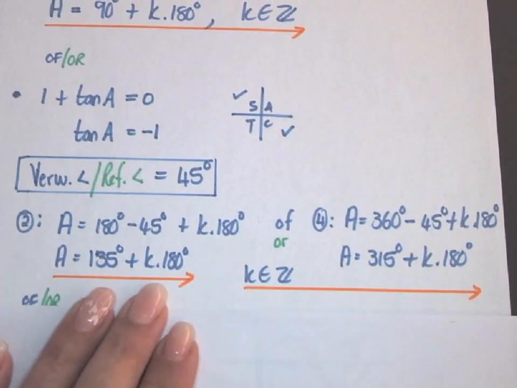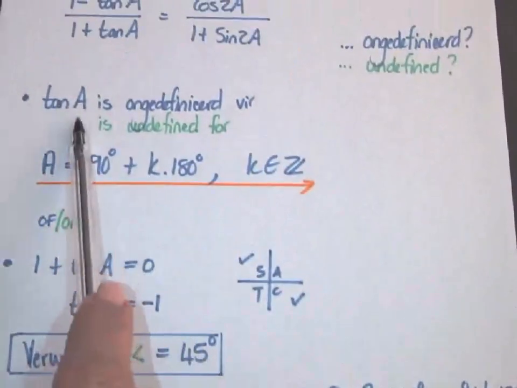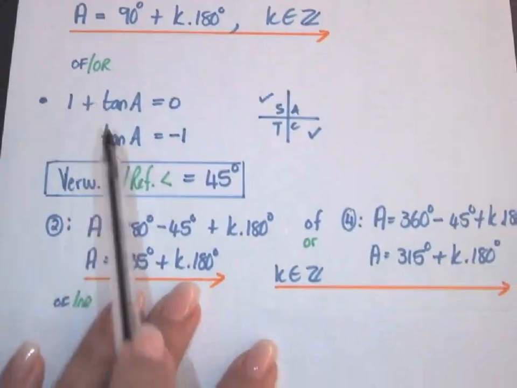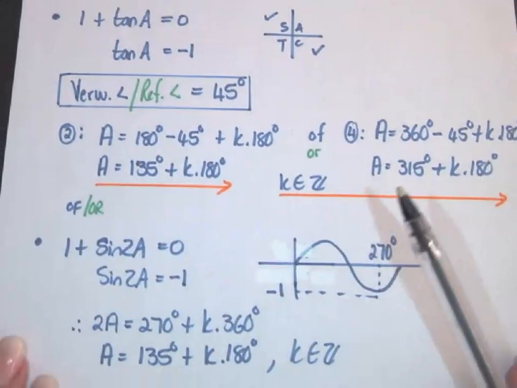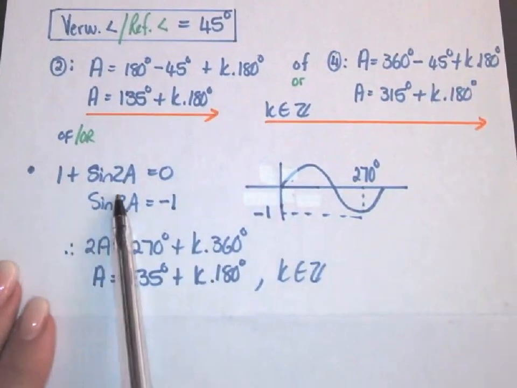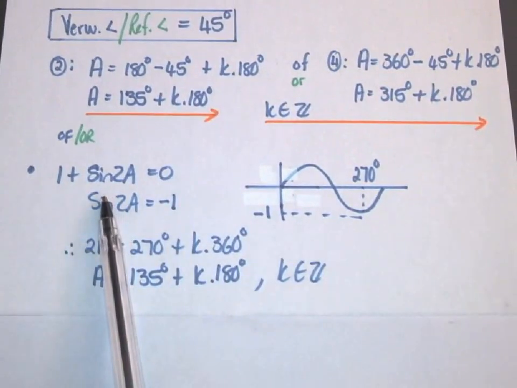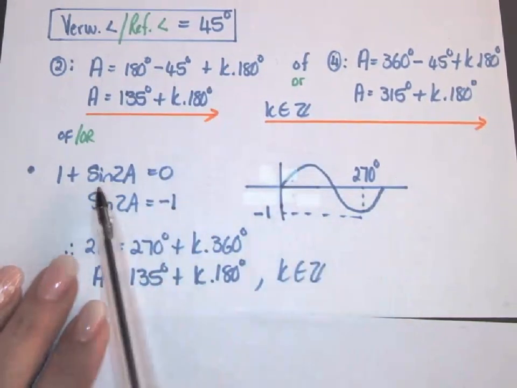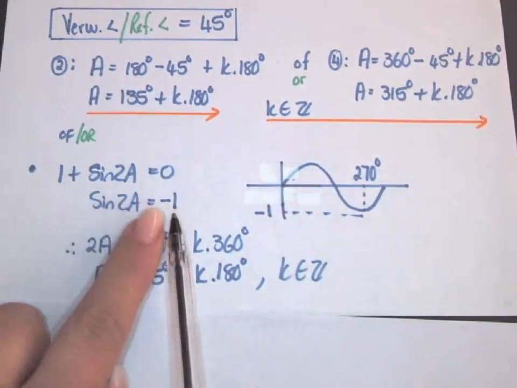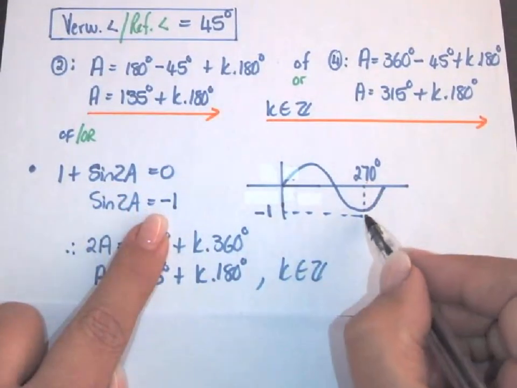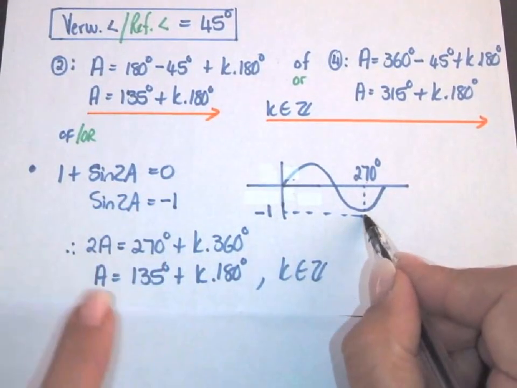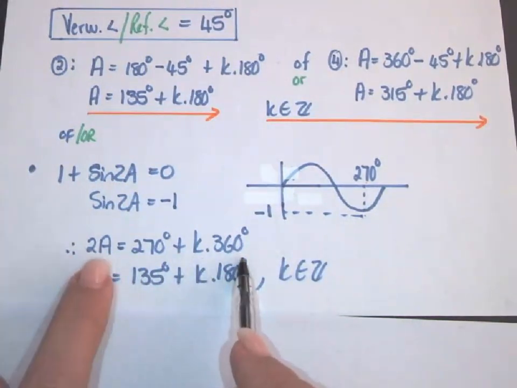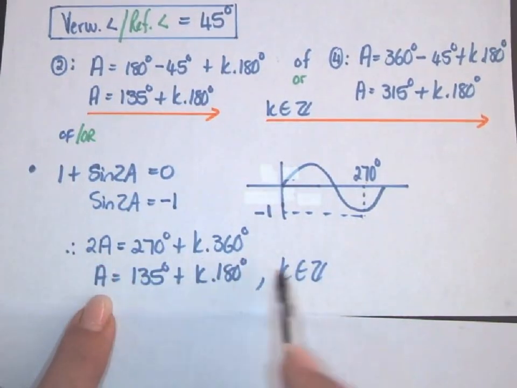Now you look at the other denominator. So it's this one, or the first denominator, or the last denominator, where 1 plus sine 2a is 0. There's a 0, therefore I draw the graph. Where is sine negative 1? Only at 270. So 2a is 270 plus k times 360. Divide by 2 all the way through.